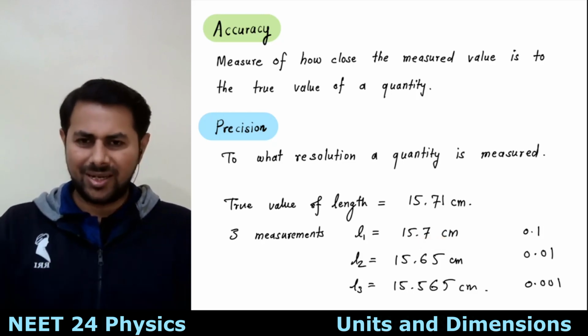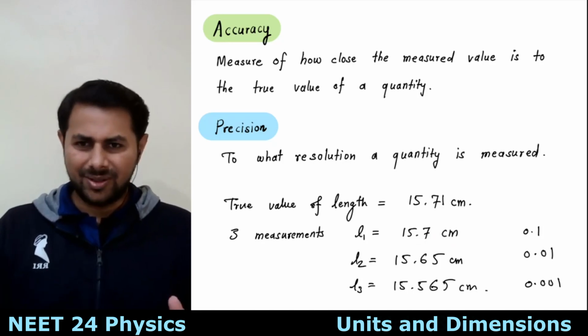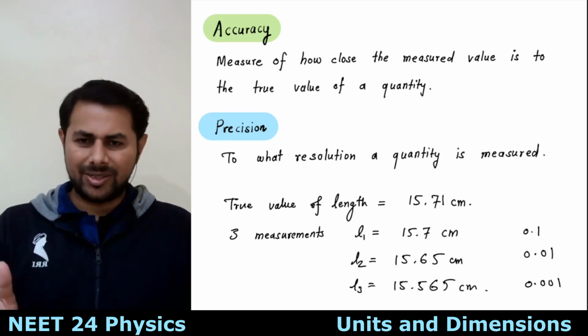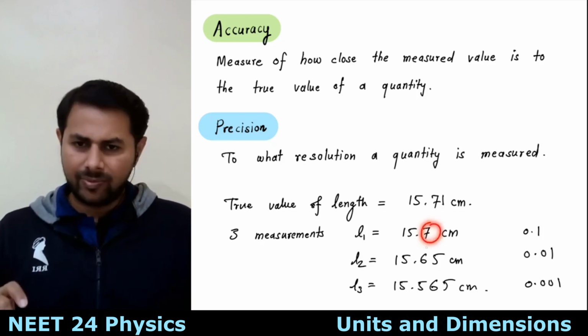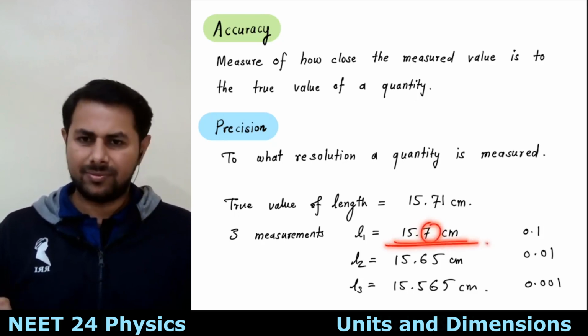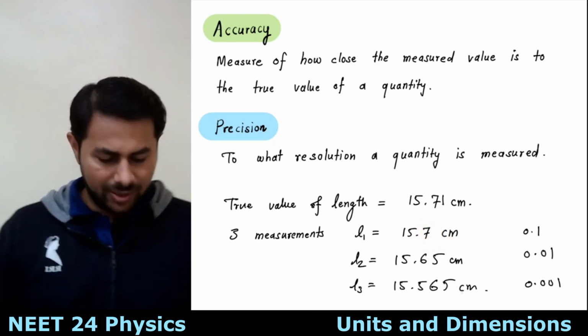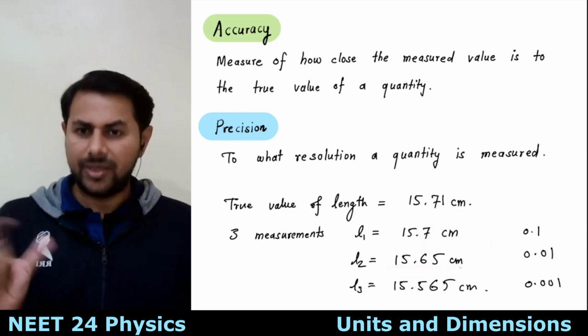Okay, your normal scale has readings in millimeters, no? 1 millimeter, 2 millimeter, 3 millimeter, right? Yes, no? 10 mm is 1 centimeter. So this is your normal scale. Then you might have seen there are other scales known as vernier scale.